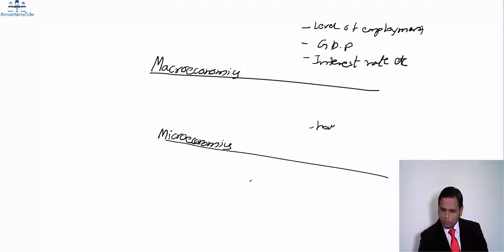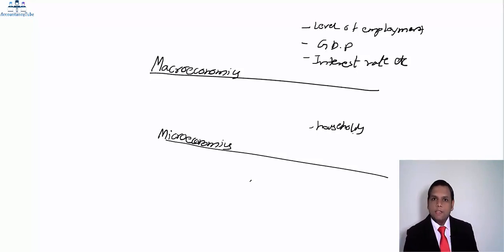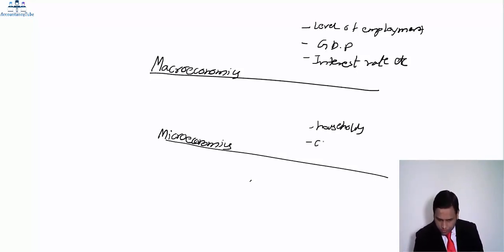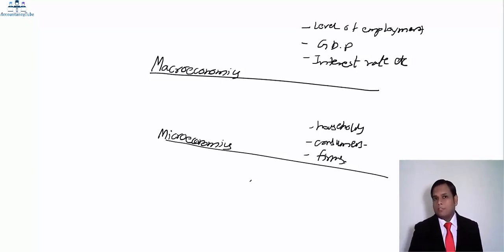behavior of households, that is the consumption and the spending behavior of households, consumers, that's the utility and satisfaction levels, and then we have firms, how firms interact with each other from an economics perspective, of course.